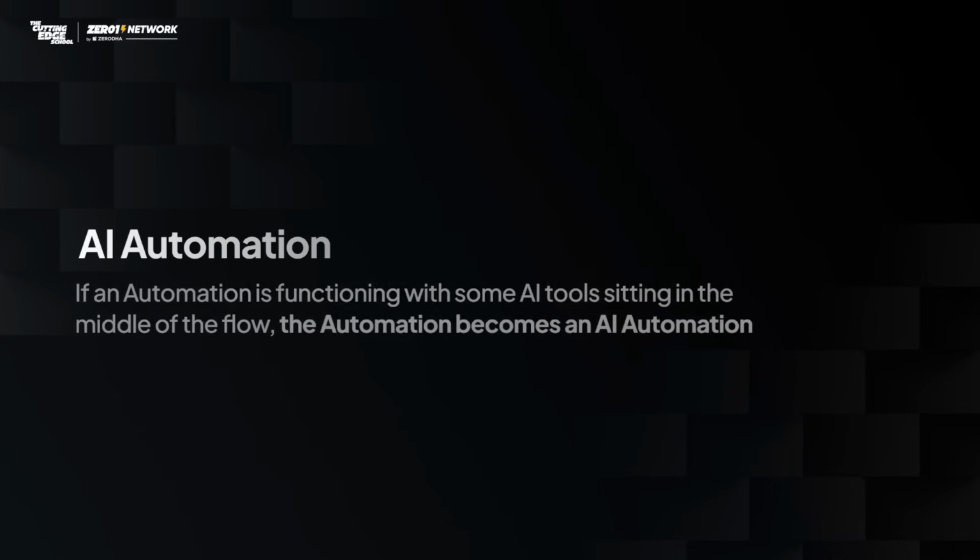Now the question is, what is an AI automation? If your automation is functioning with some AI tools sitting in the middle of the flow, the automation suddenly becomes an AI automation. For example, a normal automation would send the same welcome email to anyone who fills up this onboarding form. But an AI automation would first check who has filled the form and then write a custom welcome email personalized to the person and then send them that personalized communication.